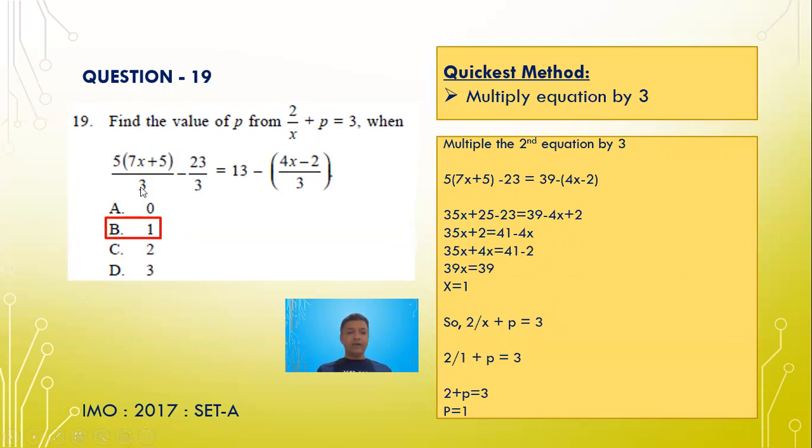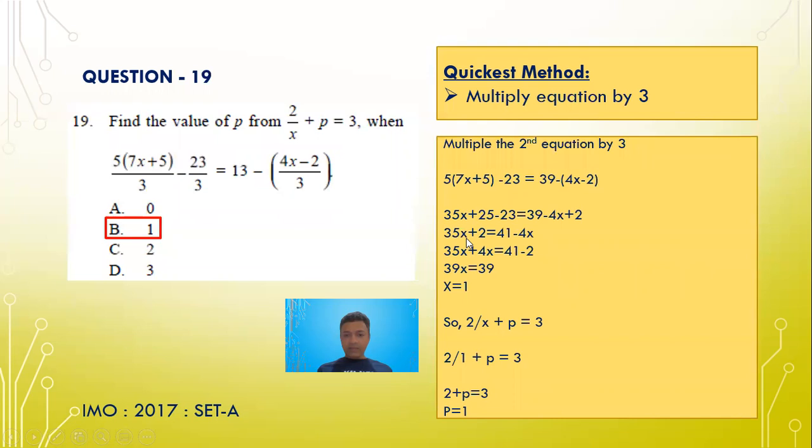So the 3 also gets nullified. So 3 gets nullified here and it will be 13 times 3, which is 39. So again, 5 into 7x plus 5 minus 23 is equal to 39 minus 4x minus 2. 7 fives are 35, so 35x plus 5 fives are 25, minus 23 is equal to 39 minus 4x, and minus becomes plus 2.